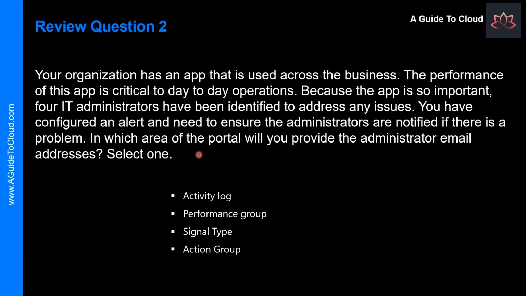Select one. So we have learned about this when we were configuring the action group. If you remember, while configuring the action group, we learned about adding options like email, SMS, push notification, etc. So the correct answer is action group. When creating the alert, you will select email as the action type. You will then be able to provide the administrator email address as part of the action group.